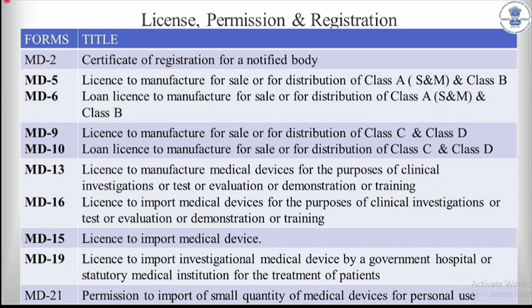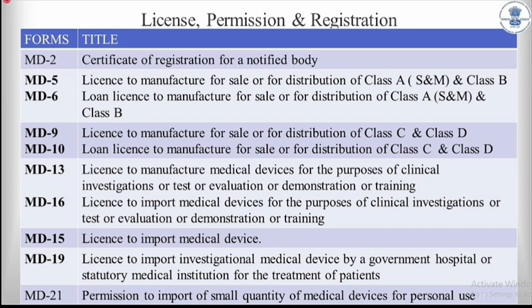Form 19 is a special form that is for importing investigational medical device, means the device which has not been approved in the country by the central government hospital or a statutory medical institution.